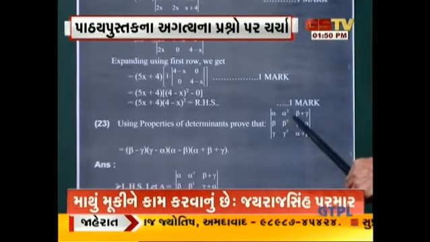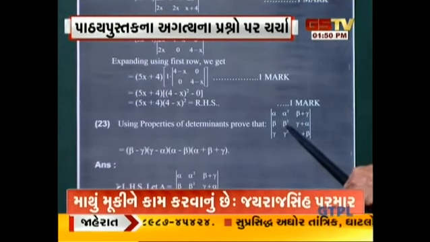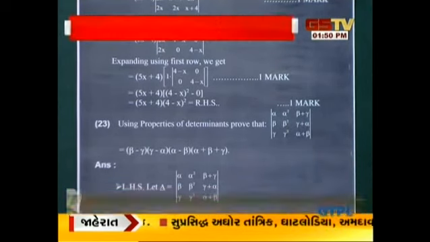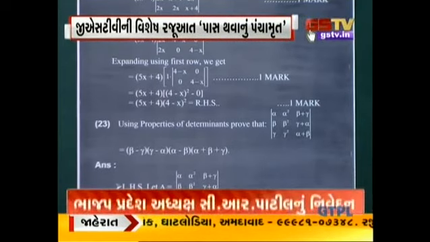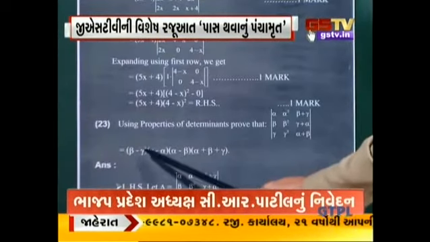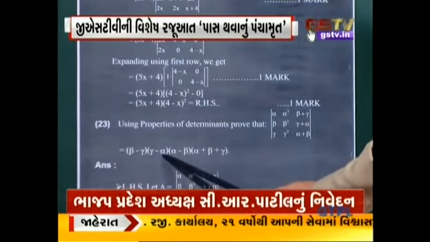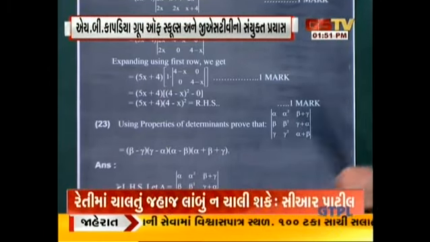Alpha, alpha square, beta plus gamma, first row; beta, beta square, gamma plus alpha, second row; gamma, gamma square and alpha plus beta is the third row, and we have to prove the result: beta minus gamma, gamma minus alpha and alpha minus beta, into alpha plus beta plus gamma.